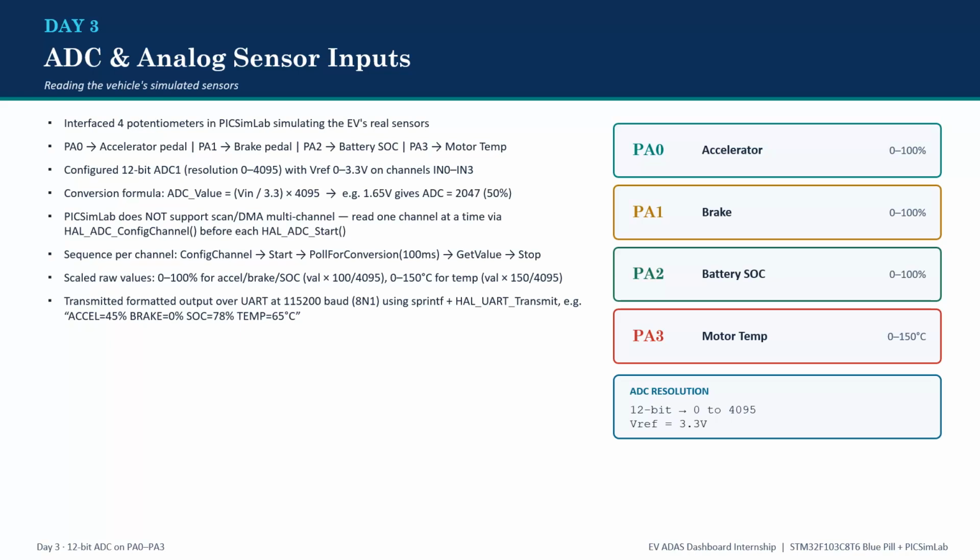I then printed all 4 values over UART at 115200 baud rate, 8 data bits, no parity, 1 stop bit, using sprintf and HAL UART transmit, and confirmed on the Pixim Lab virtual terminal that moving each potentiometer updated its corresponding value live. For example, showing something like acceleration equals 45%, brake equals 0%, SOC 78, and temperature 65 degrees.